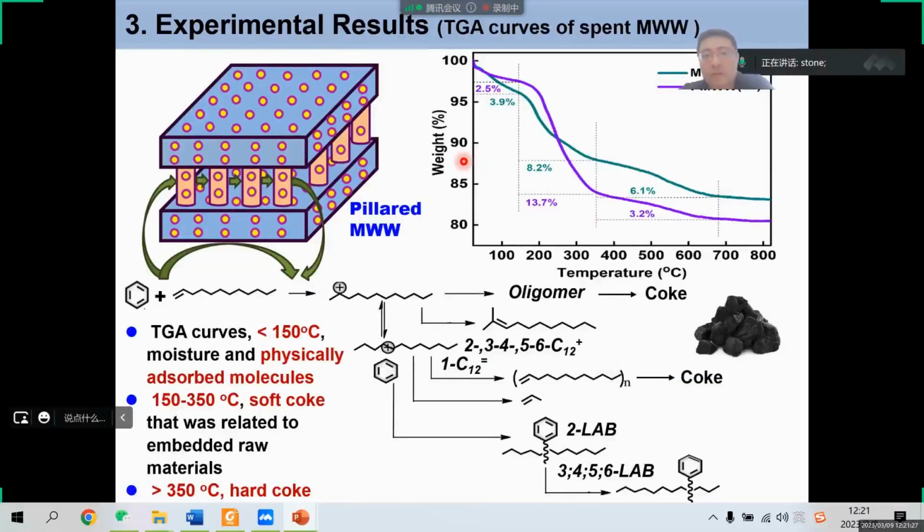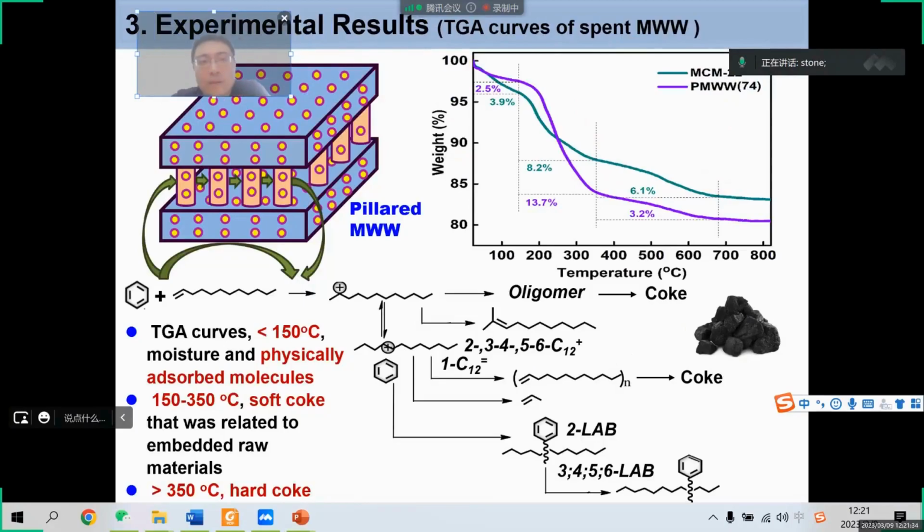So these are the TG curves for the spent MWW zeolite. From this picture, we find the repeated MWW zeolite exhibits lower content of hard coke compared to conventional MCM-22, which is why the repeated MWW zeolite exhibits good stability compared to conventional MCM-22.